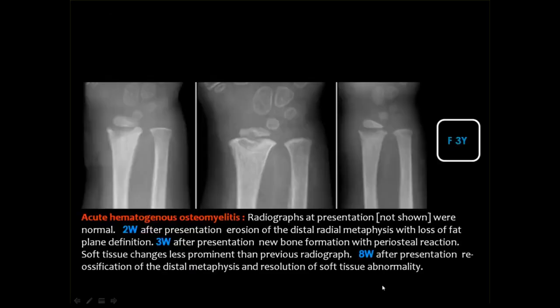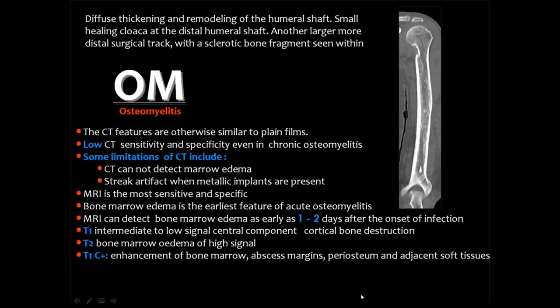And this is another example of hematogenous osteomyelitis of the distal part of the radius. Within 2 weeks of presentation, you got some erosive changes in the distal part of the radius. Then within 3 weeks, you may get some new bone formation. And in the course of about 8 weeks, you got considerable healing at the site of the infection.